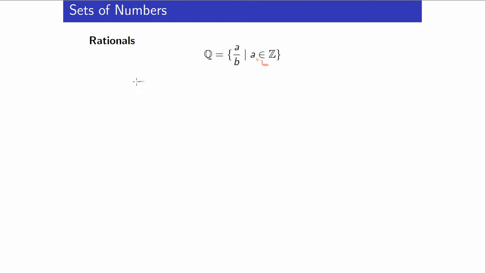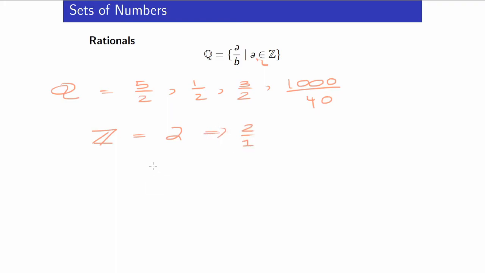So it could be 5 over 2, it could be 1 over a half, it could be 3 over 2, it can be 1000 over 40. These are all elements of Q because these numbers can be written as a rational. Now, keep in mind that whole numbers can also be written as a rational, right? So if you have the number 2, the number 2 can also be written as 2 over 1.